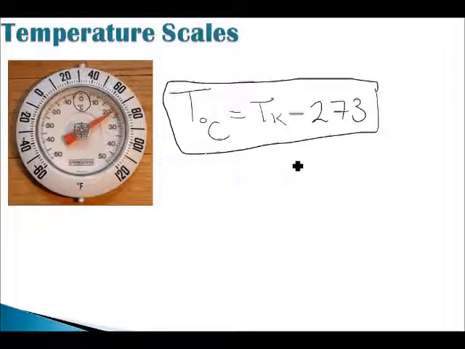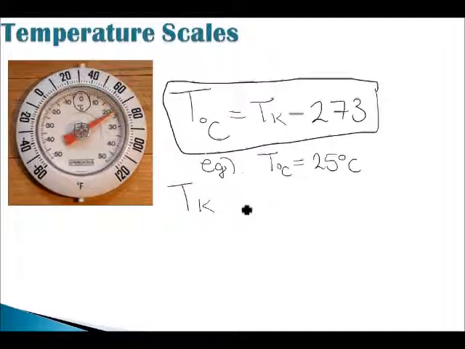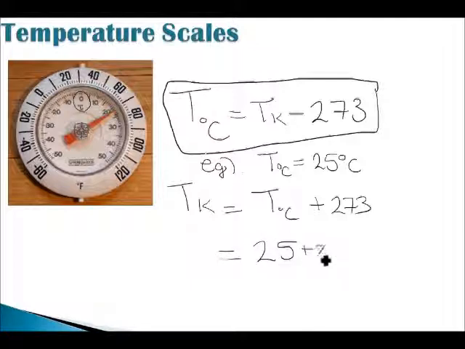Okay, so let's try an example. So if the temperature in Miami, Florida is 25 degrees Celsius, which is a lot nicer than it is here right now, what is the temperature in Kelvin? So we want to find the temperature in Kelvin, given that we know, so this is an example, the temperature in degrees Celsius is 25 degrees Celsius. We want to find the temperature in Kelvin. Well, if we rearrange this equation, it's temperature in Kelvin equals temperature in Celsius, and move this over, plus 273, that's 25 plus 273, this gives us 298 Kelvin.